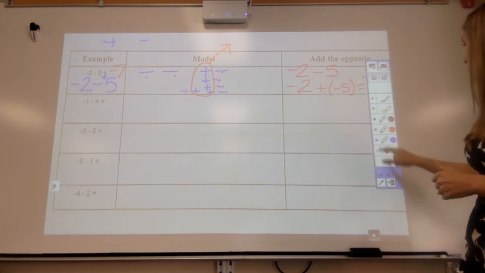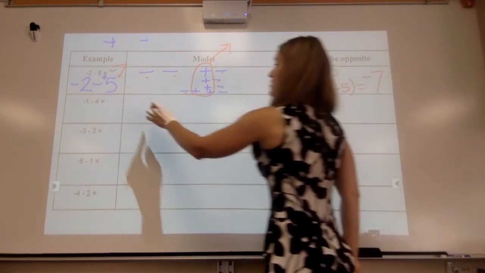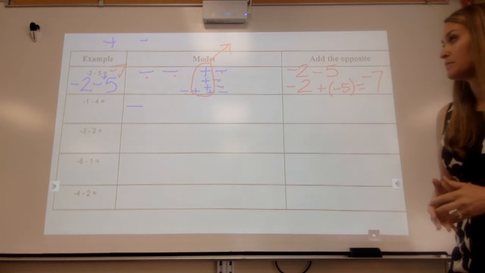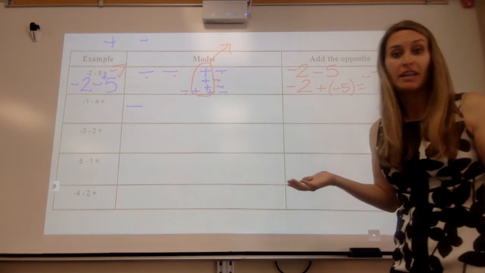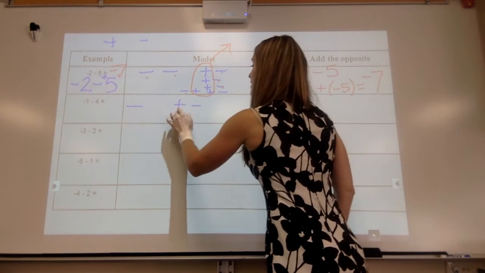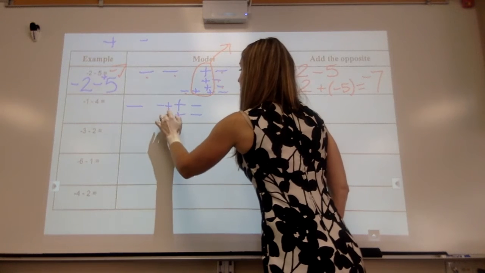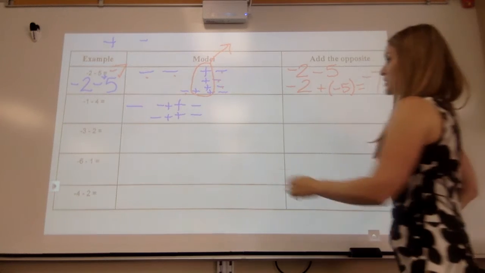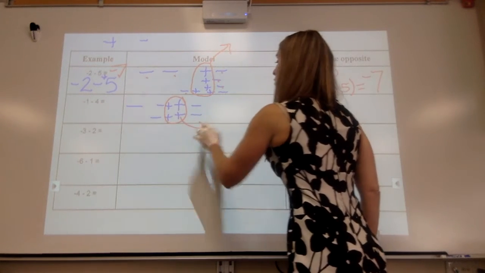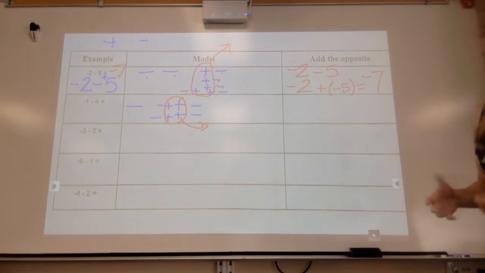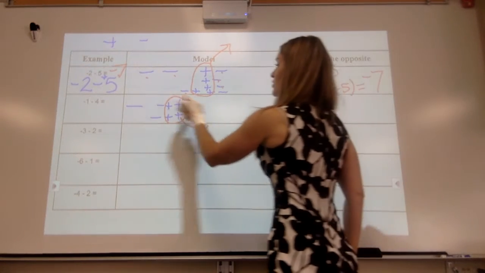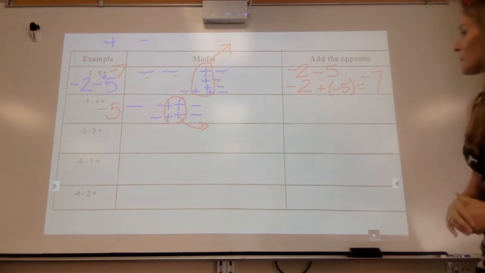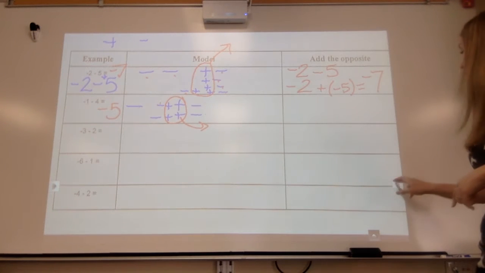Let's take a look at -1 take away 4. So I'm going to start with one negative. Do I have 4 positives to take away? There's nothing else there, right? There's not even 4 negatives to take away. So I'm going to bring in some zero pairs. And now I've got my 4 positives that I can take away. So I'm going to circle those, take them away, and then count how many negatives I have left. 1, 2, 3, 4, 5.